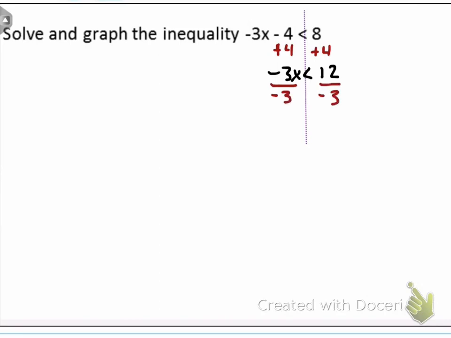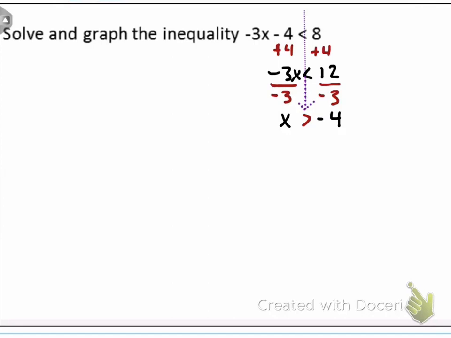So, let me erase this line here. And you need to remember something. What happens when I divide by a negative? So, let's rewrite everything first. So, x, and this becomes negative 4. And what happens to this inequality when I divide by a negative? Well, it switches places. Just like that. So now I have x is greater than negative 4.